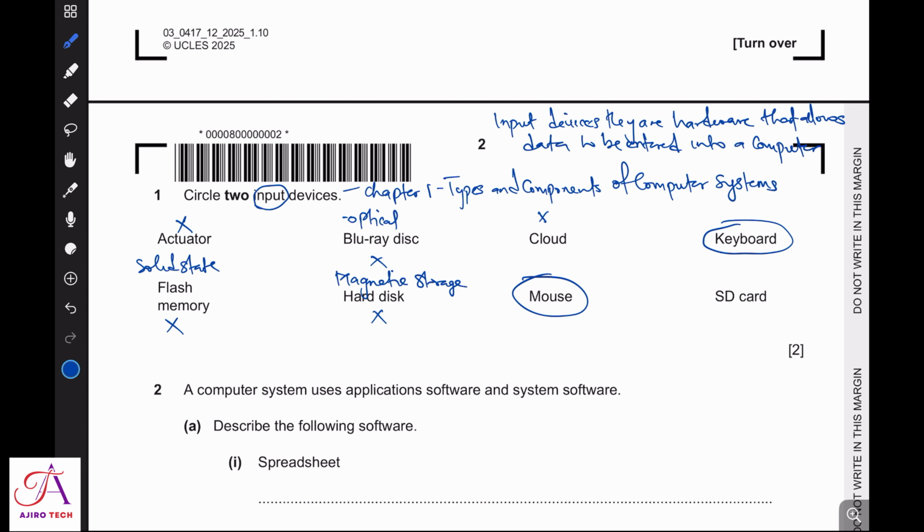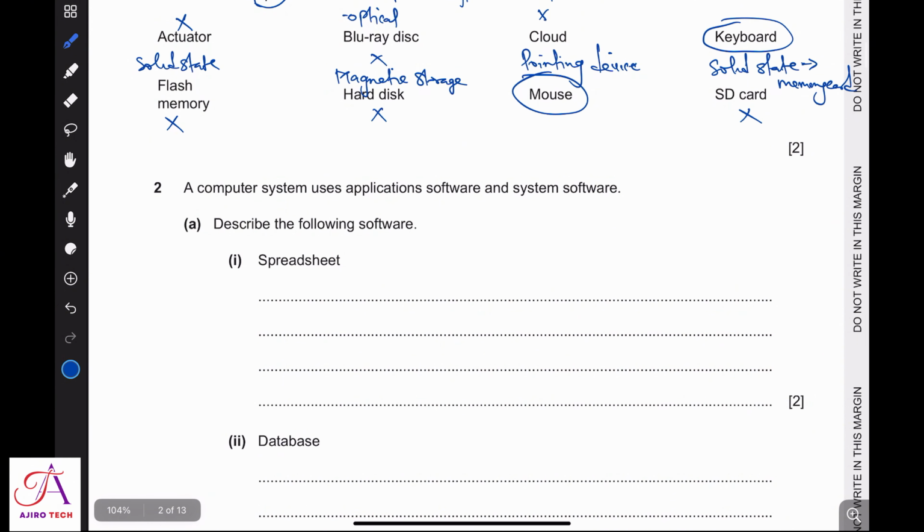Mouse, yes, is an input and also a pointing device. SD card, no. And why is it? Because this also falls in solid state, and more specifically memory card. I hope we're learning how we did that, right? Really, that's what we do here. I'm just here to make everything simple. We've covered so many chapters. All right, let's talk about this.